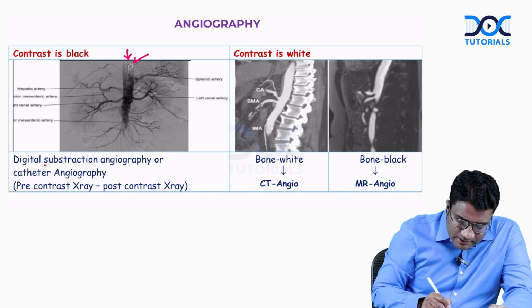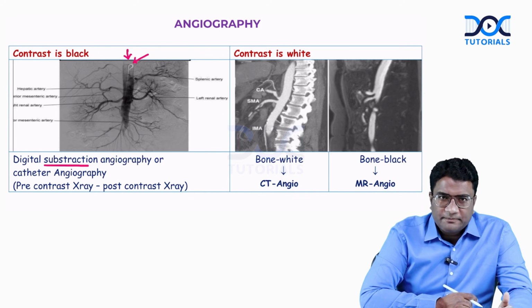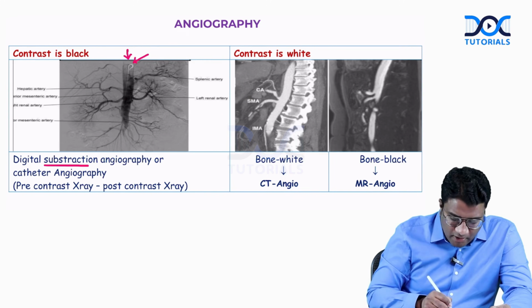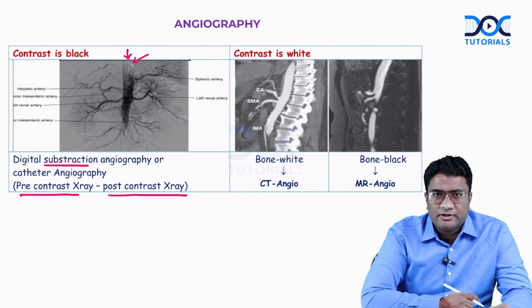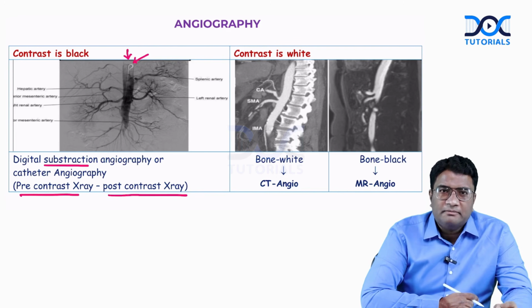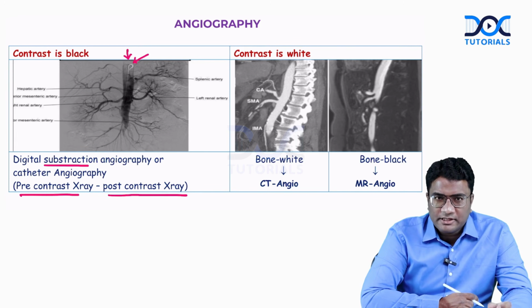Now what do you mean by this subtraction? What is being subtracted? In digital subtraction angiography, a pre-contrast X-ray is subtracted from a post-contrast X-ray. That is what is a subtraction here. And because we have to do it by putting a catheter inside the vessel and injecting the contrast, it is also called as a catheter angiography.